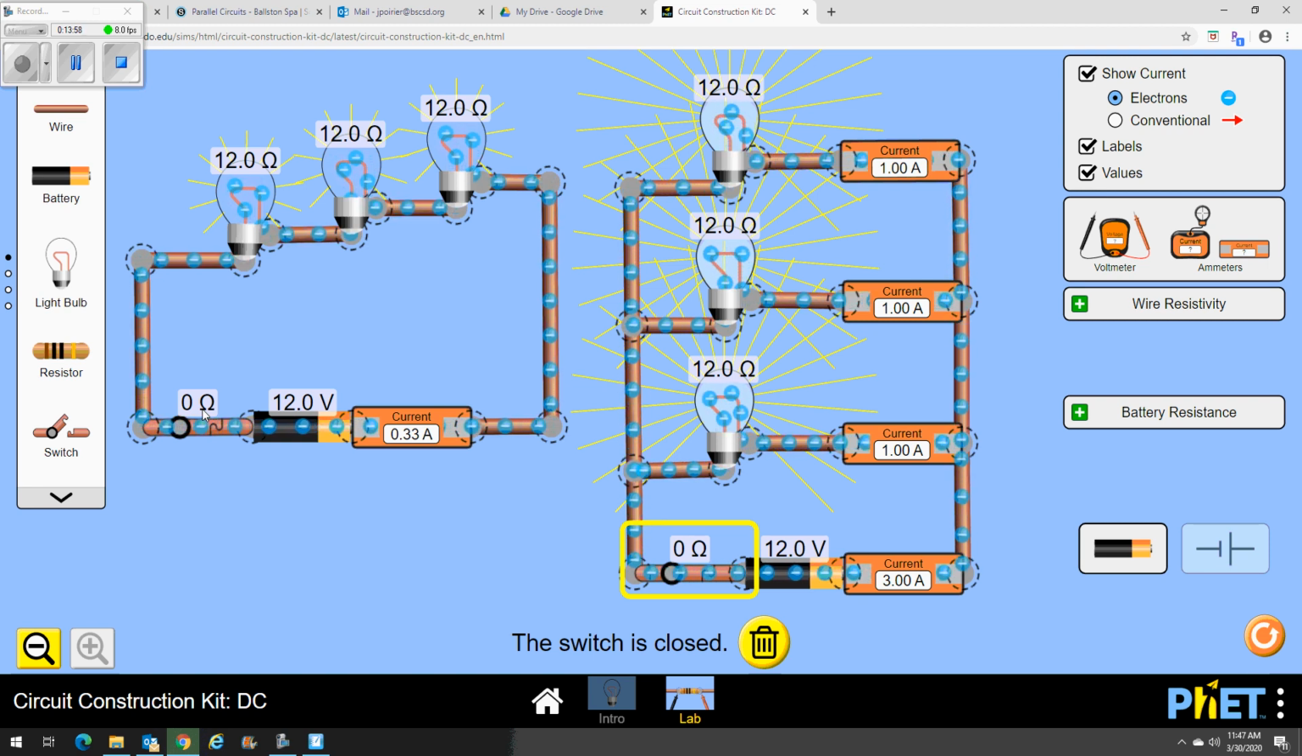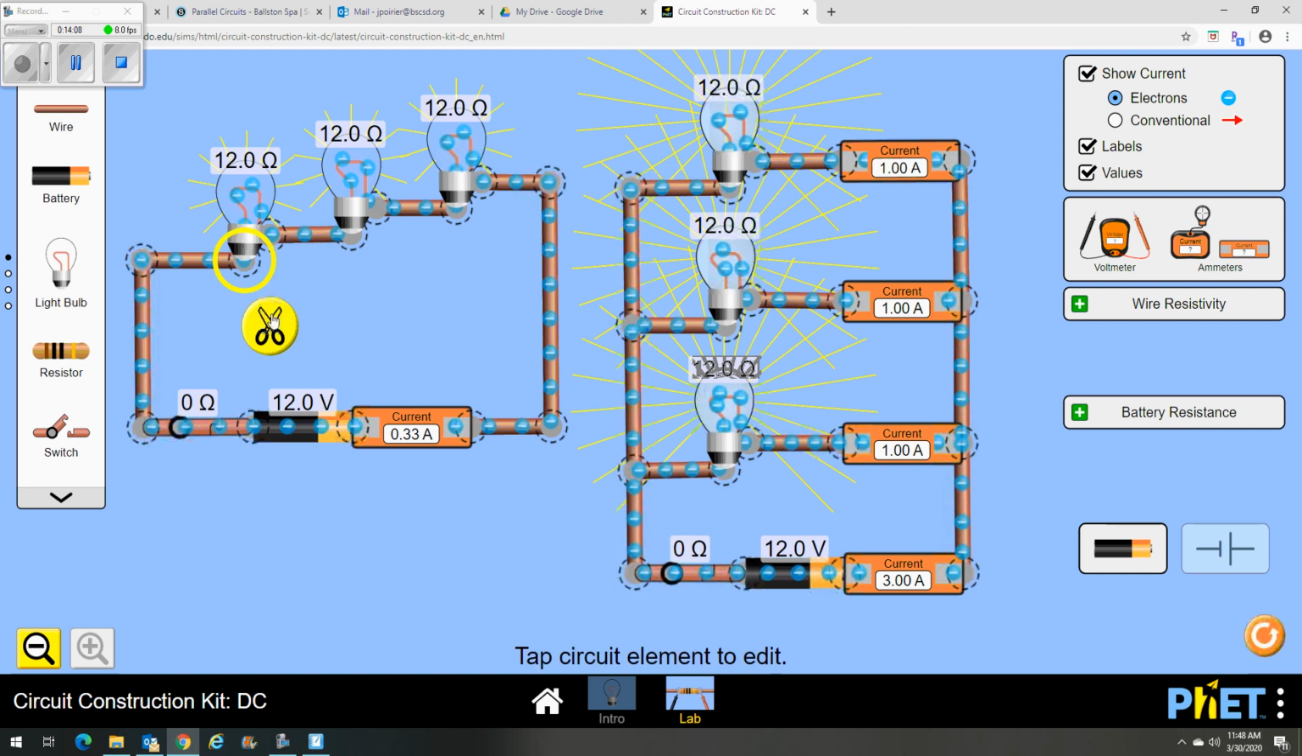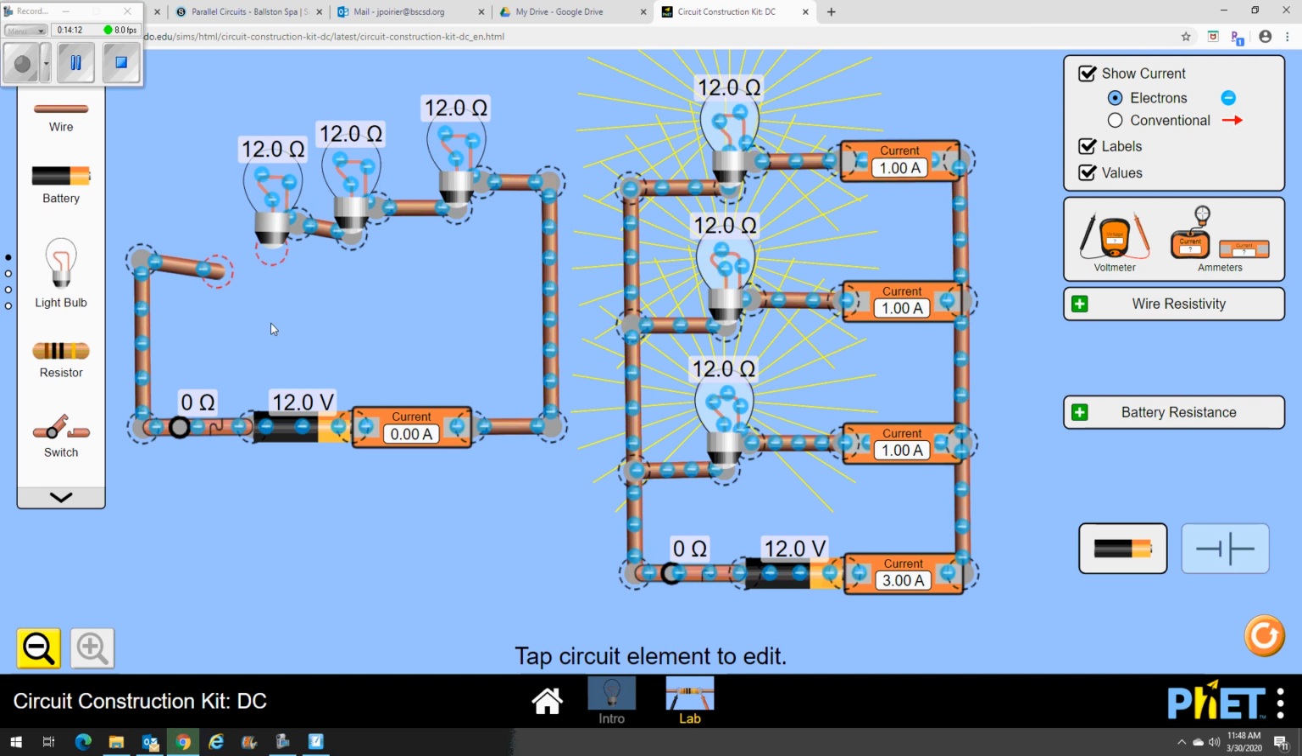Now, what would happen if we removed a bulb, meaning unscrew a bulb? Well, in the series case, we can simulate unscrewing a bulb by clipping the branch. If I unscrew one of the bulbs, you can see that all of the bulbs go out because we no longer have a continuous loop for our current to flow. We no longer have a complete circuit, so all of the bulbs would indeed go out. What happens if I unscrew light bulb number 2 in a parallel circuit?